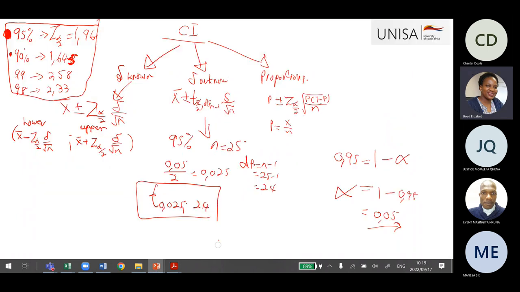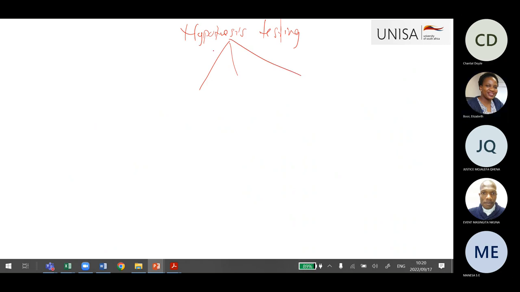So I just want to get to the other sections, and then we should be done, because some of them we just covered not so long ago. Okay, so the next last two chapters, let me just remember now. We dealt with confidence intervals, and the next one is hypothesis testing. With hypothesis testing as well, three things: when the population standard deviation is known, when it is unknown, or for the proportions.